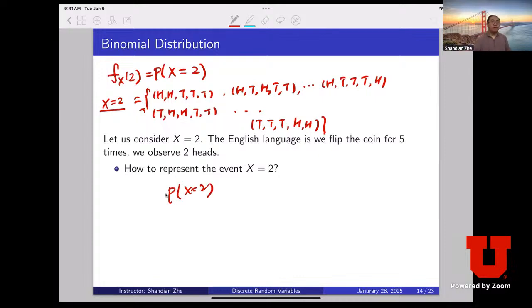Okay, so let's continue. So now we know that x equals 2 represents the event that contains all the sequences in the sample space that contain 2 heads and 3 tails, right? And of course, depending on where these 2 heads show up, you have quite many sequences, right?